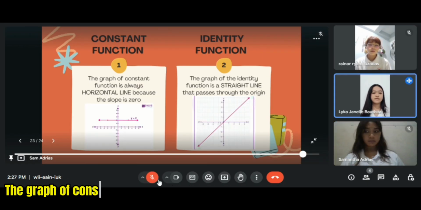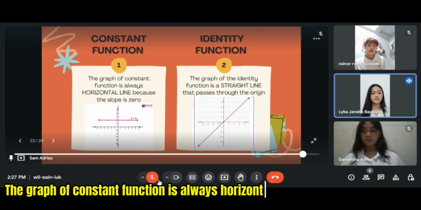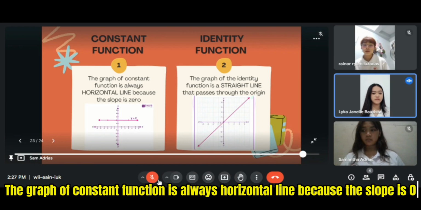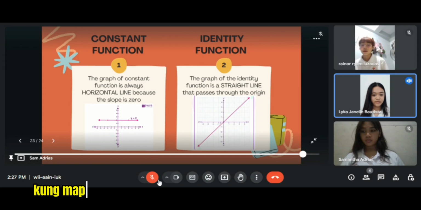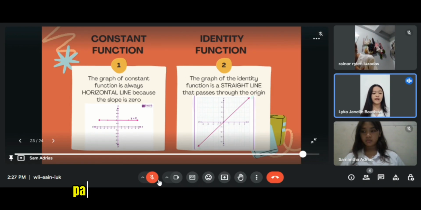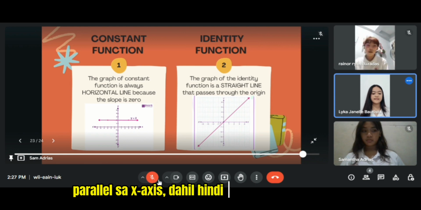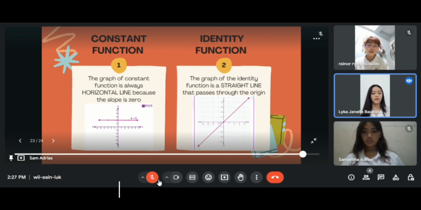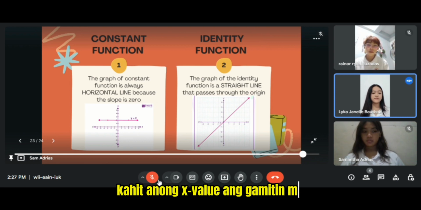The graph of a constant function is always a horizontal line because the slope is 0. Kung mapapansin natin sa graph, ito ay laging isang horizontal line parallel sa x-axis dahil hindi nagbabago ang y value kahit anong x value ang gamitin mo.